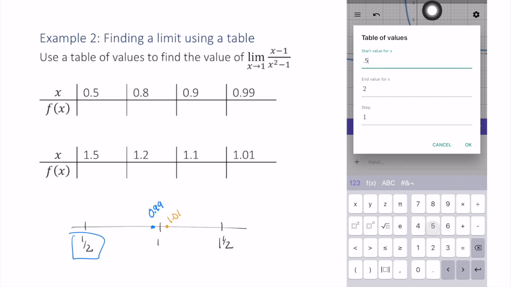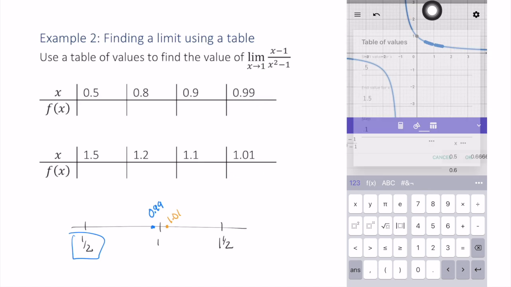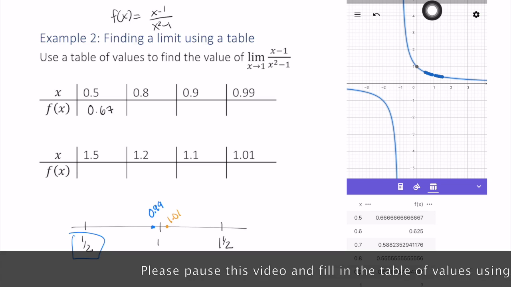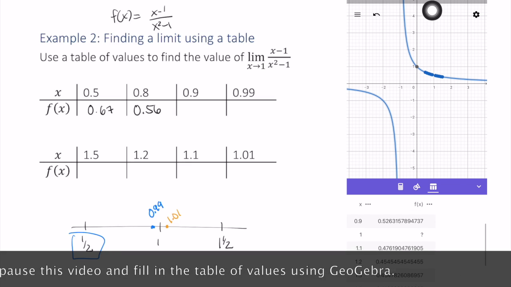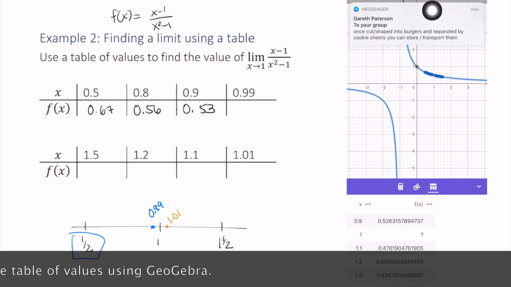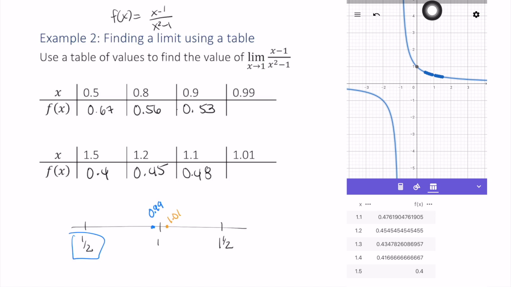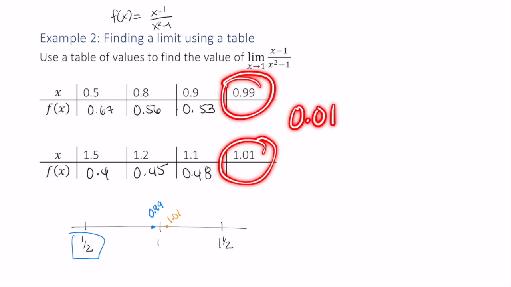I'm going to start at 0.5, I'm going to end at 1.5, and I'm going to use a step of 0.1. That will still leave these two blank. Okay, so let's write in some numbers. So take a moment and recreate this table, and I want you to make your table from 0.99 all the way to 1.01 and use a step of 0.01. So please pause your video and create that table.